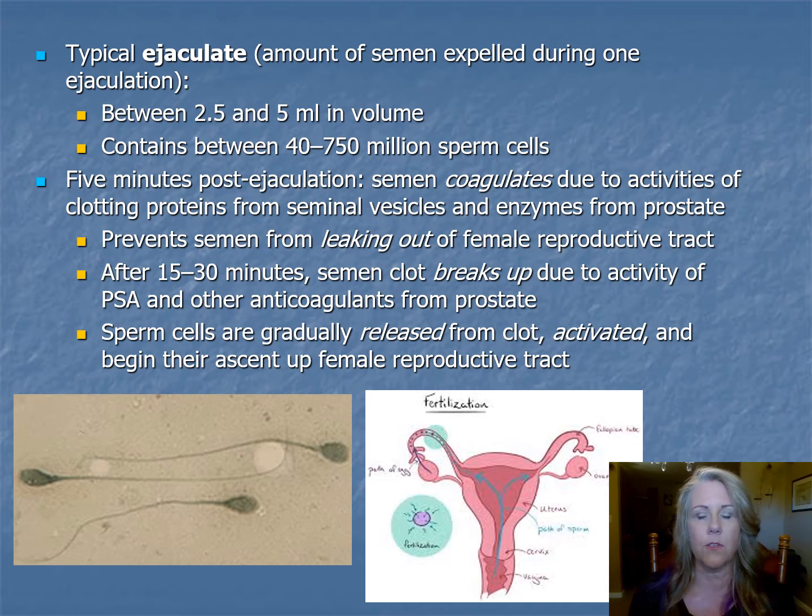After about 15 to 30 minutes, the semen clot breaks up due to the activity of the PSA and other anticoagulants that are produced by the prostate. The sperm cells are gradually released from the clot and activated and begin their ascent up the female reproductive tract. So on this slide, I do have a couple other images. One is a photograph actually of sperm, so you can kind of see that. And the other one is the path that the sperm takes into the reproductive tract. What I really want you to notice is that it goes through the uterus and into the uterine tubes.